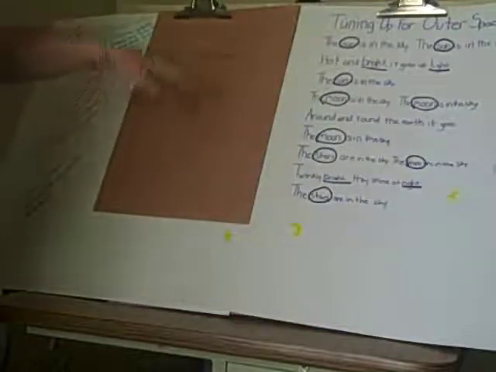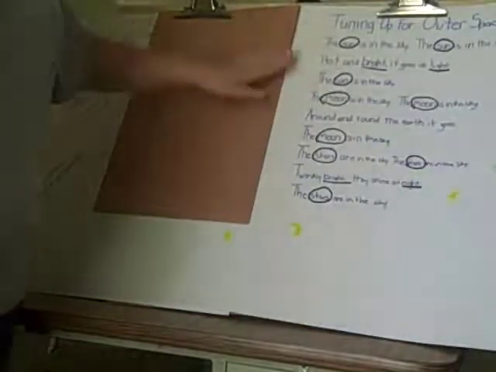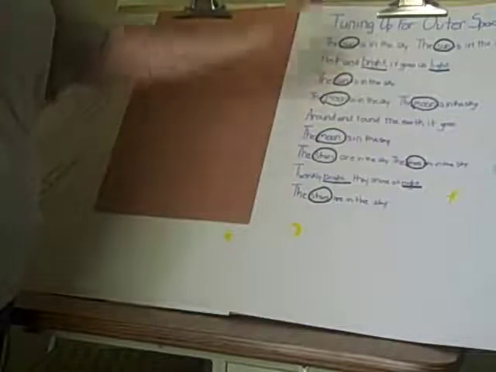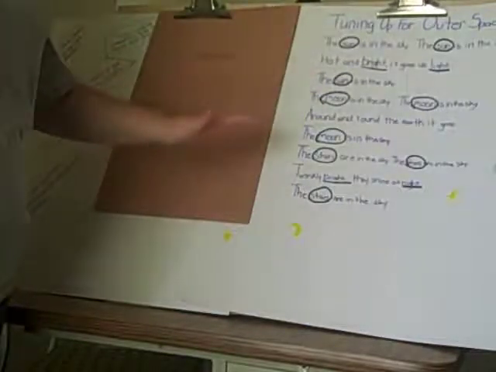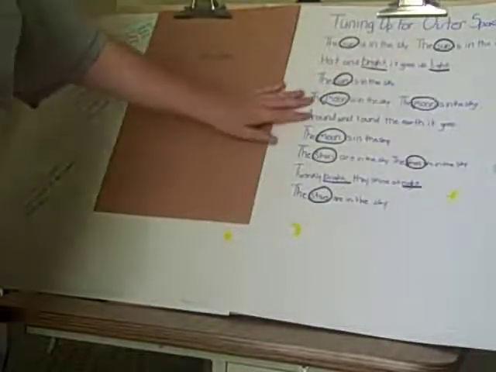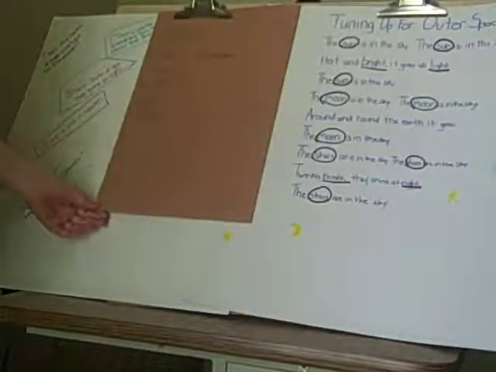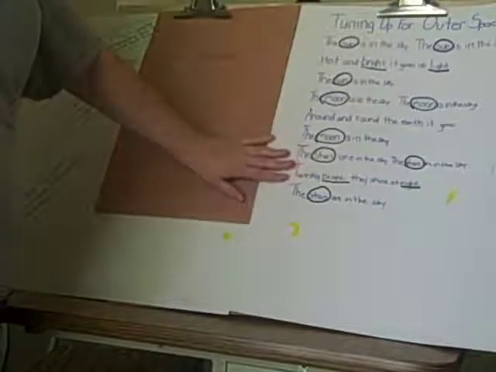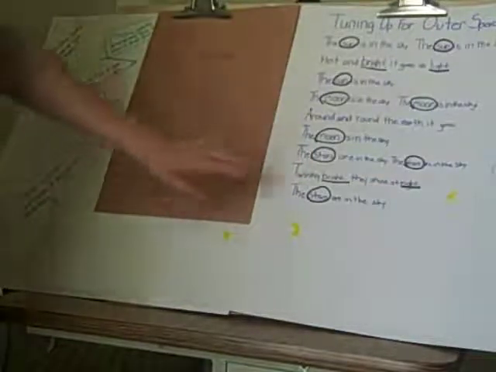So in this poem, we talked about how the sun is in the sky, it's hot and it's bright, and it gives us light. The moon is also in the sky, and it orbits around the earth. Remember, orbit means to circle around an object in a set path. Okay? We also have the stars. The stars are also in the sky, and they twinkle bright, and they also shine at night.